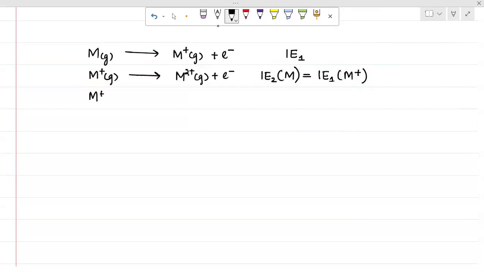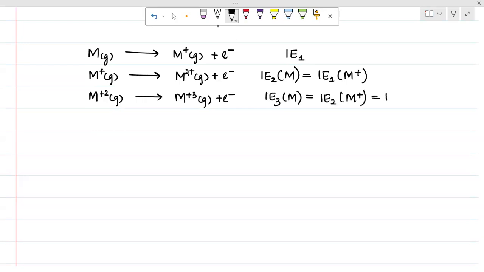Let's say M2+. Again, I remove one electron from the outermost shell. Now this can be written as the third ionization energy of M, or the second ionization energy of M+, or the first ionization energy of M2+. Correct, it's very easy. So this is how you can get questions. You can get questions either from the first ionization energy or the second or the third, so you have to be very careful on how they are asking the questions.